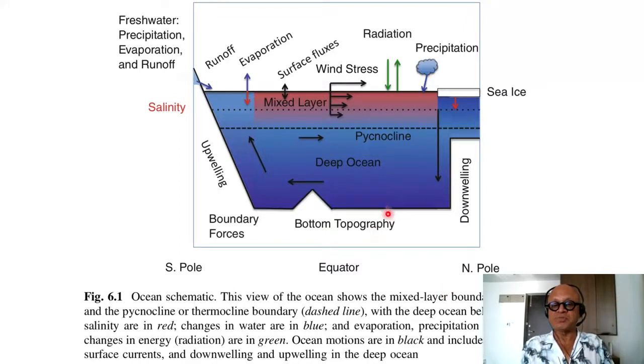The deep ocean is shown below here. Changes of salinity are red when important enough. Changes in water are blue here, and evaporation is shown here, so red as well. So evaporation, precipitation, runoff, and changes in energy radiation are shown in green here. What else? Ocean motions are in black and include wind stress, surface currents, downwelling and upwelling in the deep ocean.